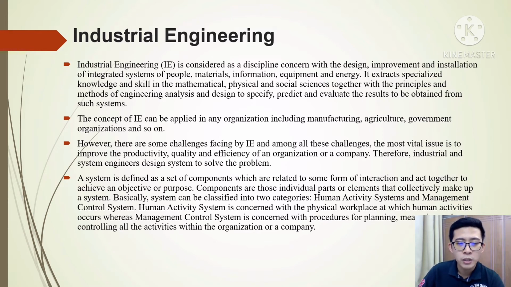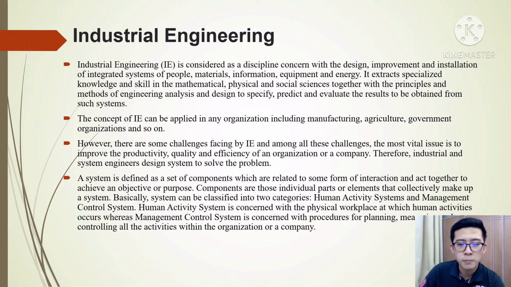However, there are some challenges facing IE, and among all these challenges, the most vital issue is to improve the productivity, quality, and efficiency of an organization or a company. Therefore, industrial and systems engineers design systems to solve the problem. A system is defined as a set of components which are related through some form of interaction and act together to achieve an objective or purpose. Components are those individual parts or elements that collectively make up a system. Basically, a system can be classified into two categories, which are human activity systems and management control systems.